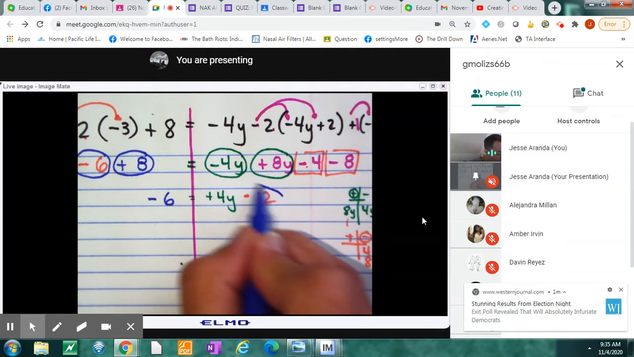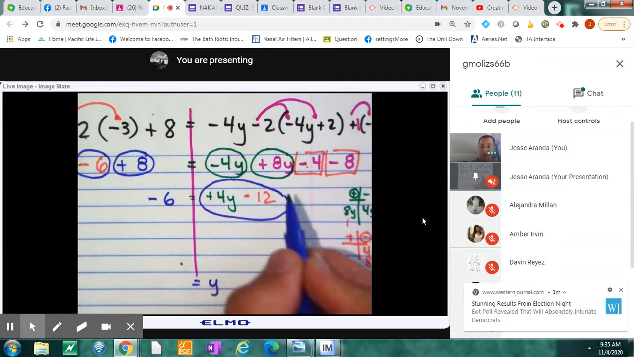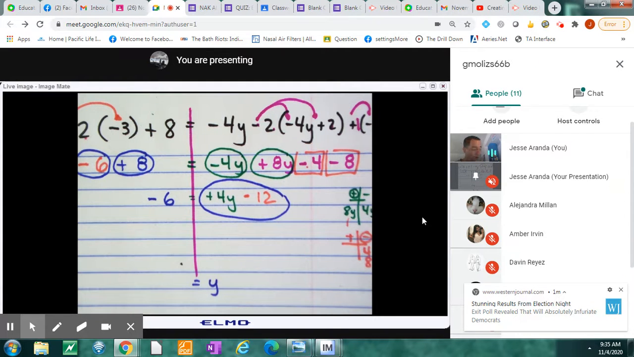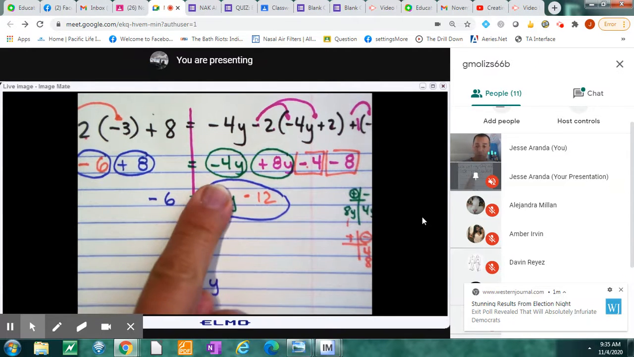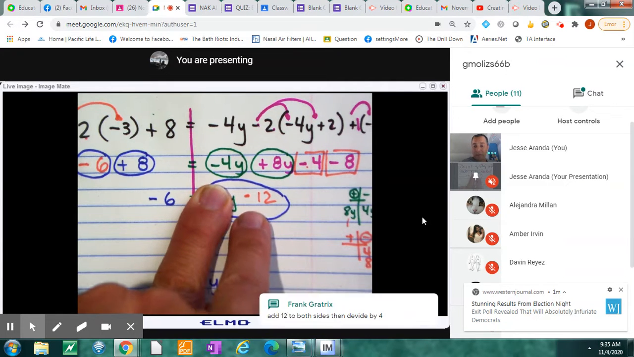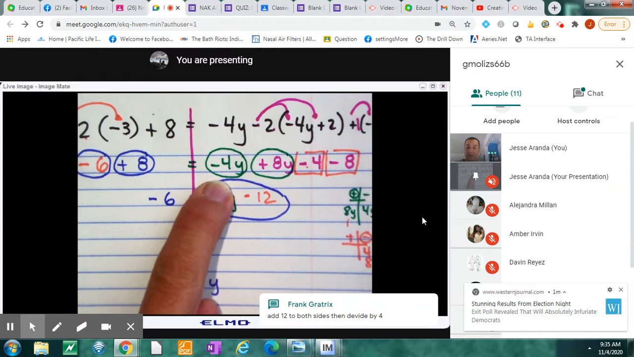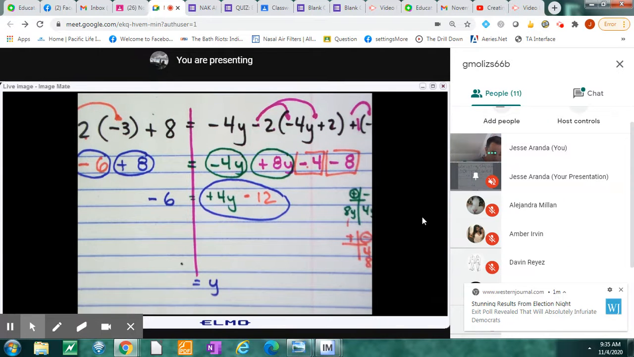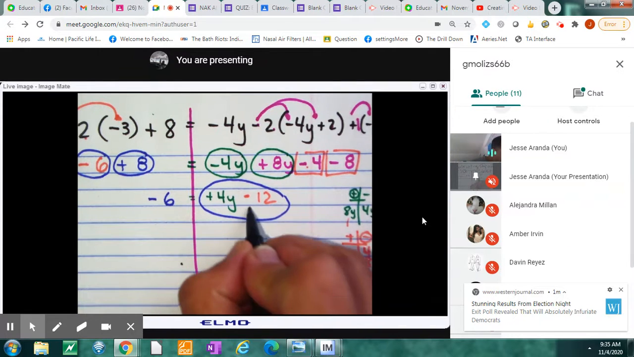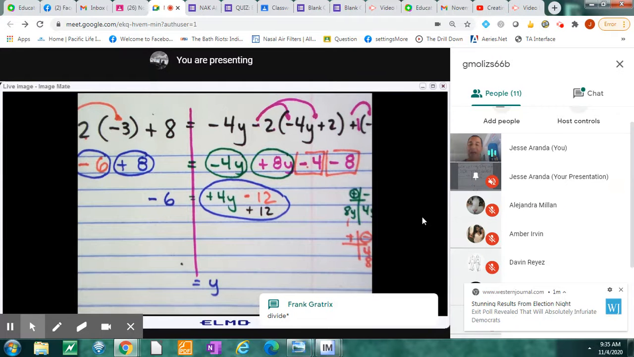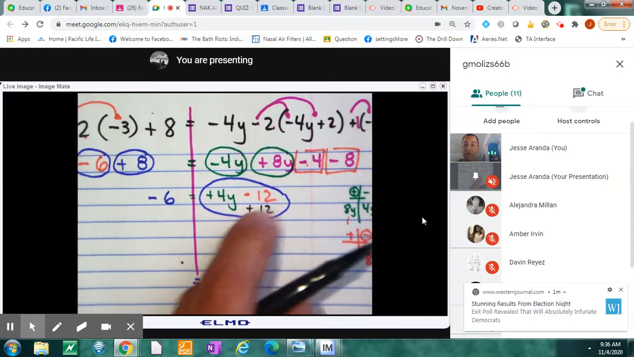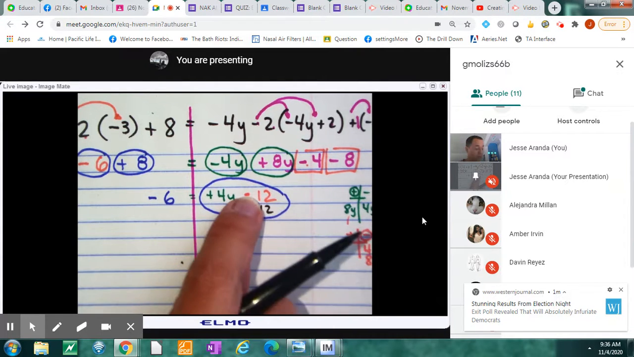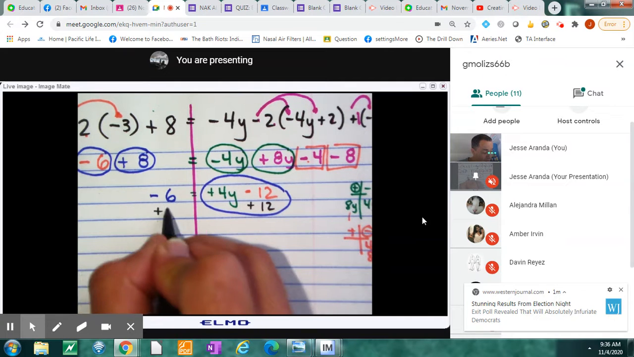But I got to do stuff. What do I got to do? Okay. Remember on Monday I said, oh, I usually cover the 4y. So I got to get rid of this. I got to make it a 0. Okay. Yes, you add +12 to both sides, Frank. You add +12. It's the opposite. So basically, this is subtract 12, you add 12. Even though it looks like a positive and negative, it's subtract 12, add 12 to both sides.